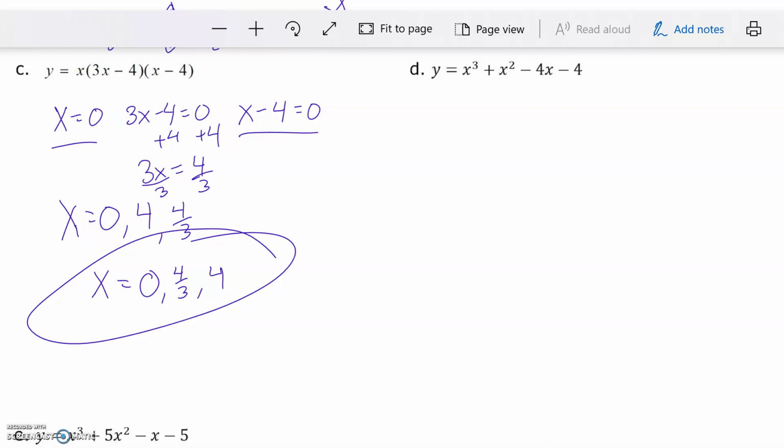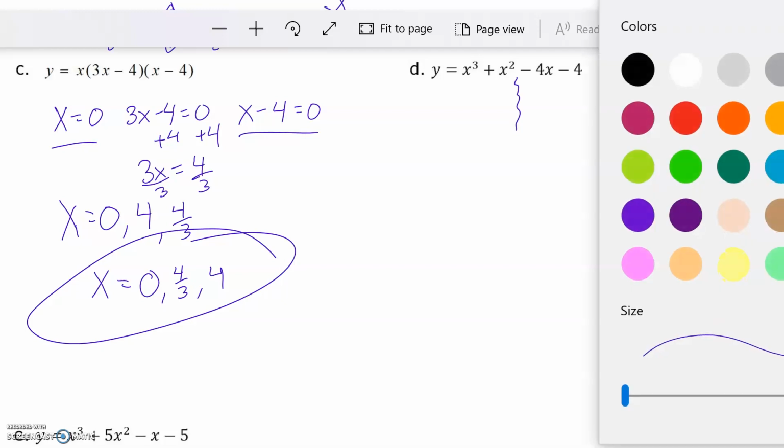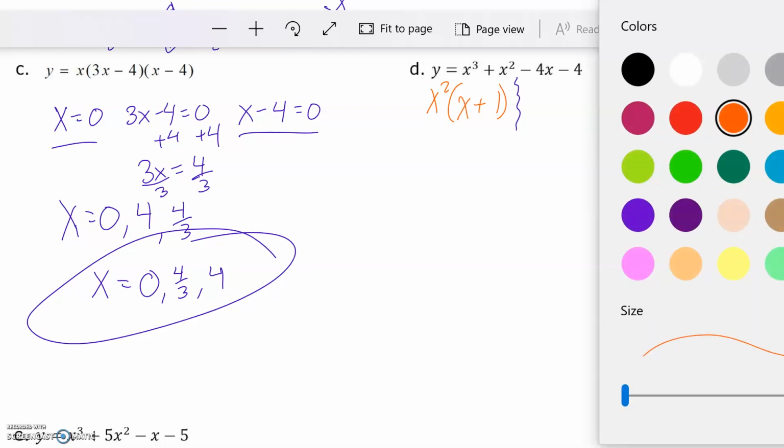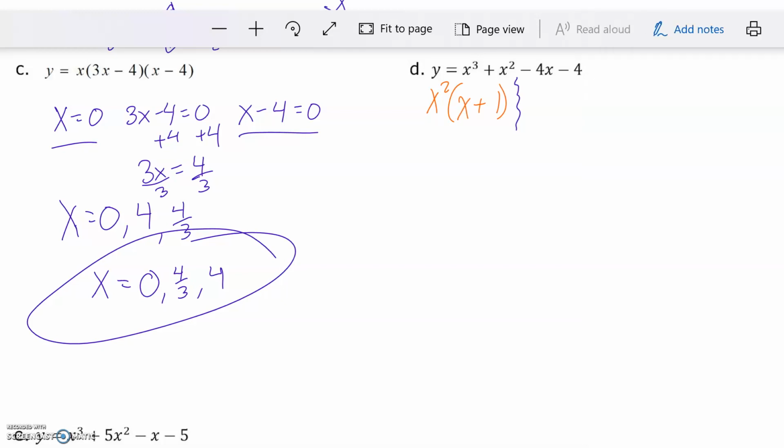Now with D, I noticed there are 4 terms. And I noticed that there's nothing we can factor out of all 4 terms. So what we're going to do on this problem is factor by grouping. I'm going to take a look to see what I can factor out of the first 2 terms. And in this case, I can factor out an x squared. And then what would be left over would just be x plus 1. Now on the other side, we're going to factor out a negative 4. So after we divide out a negative 4, that would leave us with x plus 1.